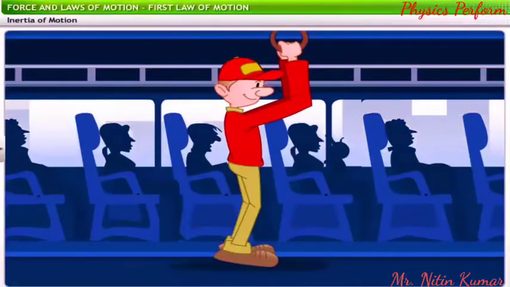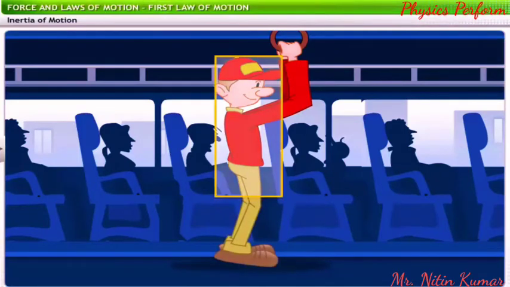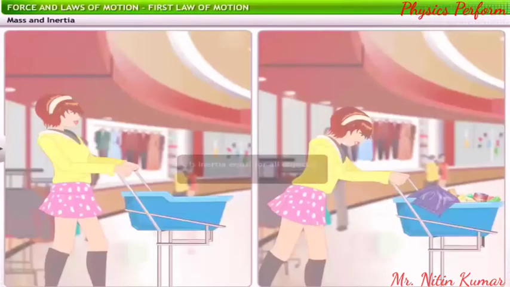Similarly, when the bus slows down by applying a sudden brake, a standing passenger tends to fall forward. This is because, at this time, the lower part of the body, which is in contact with the bus, tends to stop while the upper part of the body resists the change and tries to maintain its state of motion.